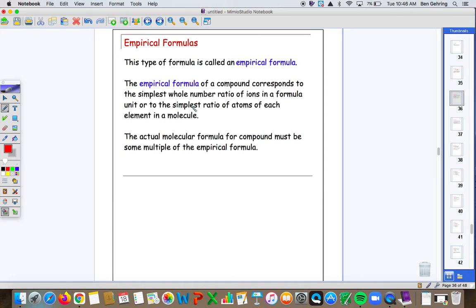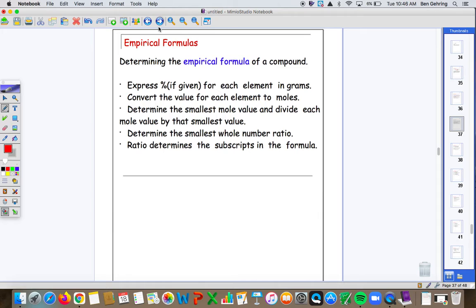So these types of formulas are called empirical formulas. It's the simplest whole number ratio of ions or atoms in a formula unit, or the simplest ratio of atoms of each element in a molecule. So smallest whole number ratios of subscripts of the elements in a compound. The actual molecular formula must be a multiple of the empirical formula. So you can calculate and determine and find this empirical formula.